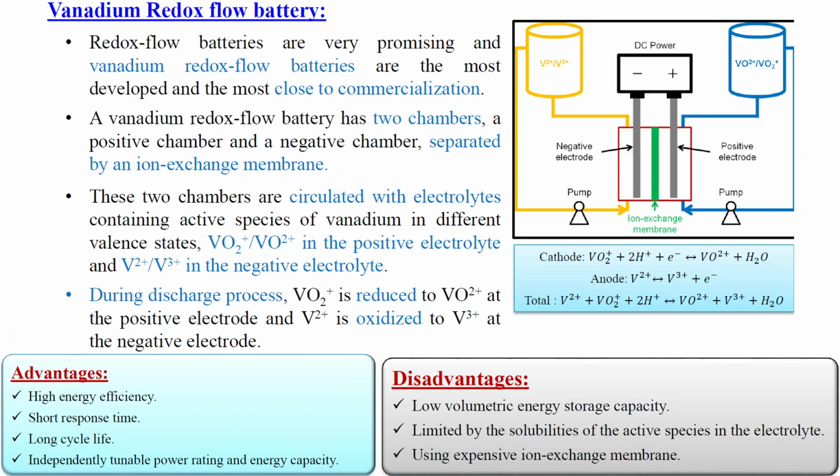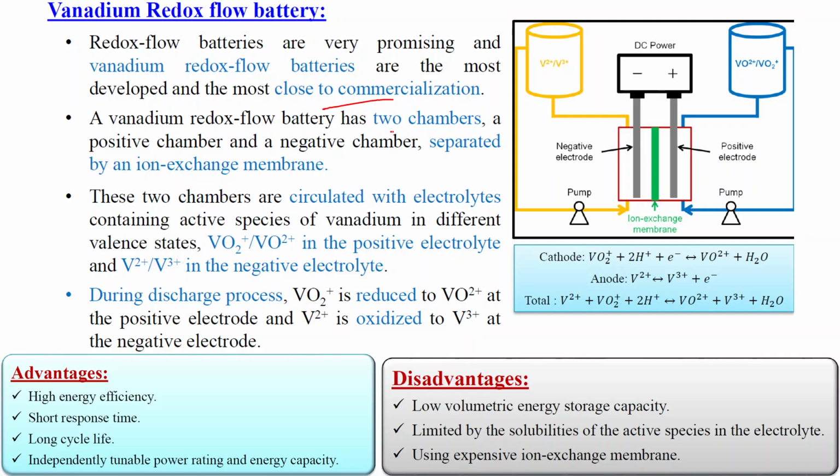Now coming on to the vanadium redox flow batteries. Redox flow batteries are very promising, and vanadium redox flow batteries are the most developed and closest to commercialization. So why redox flow batteries? Because in this case the electrolyte is liquid based, and both the electrodes are also in liquid form. They are basically liquid solutions.